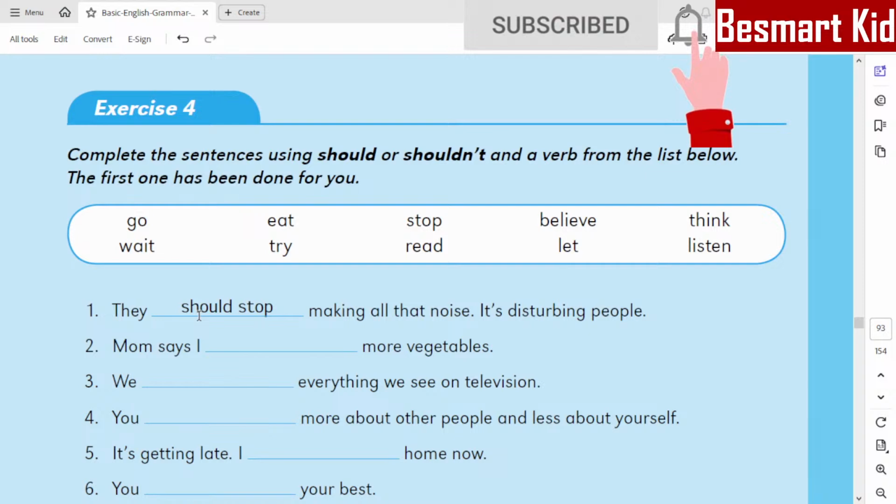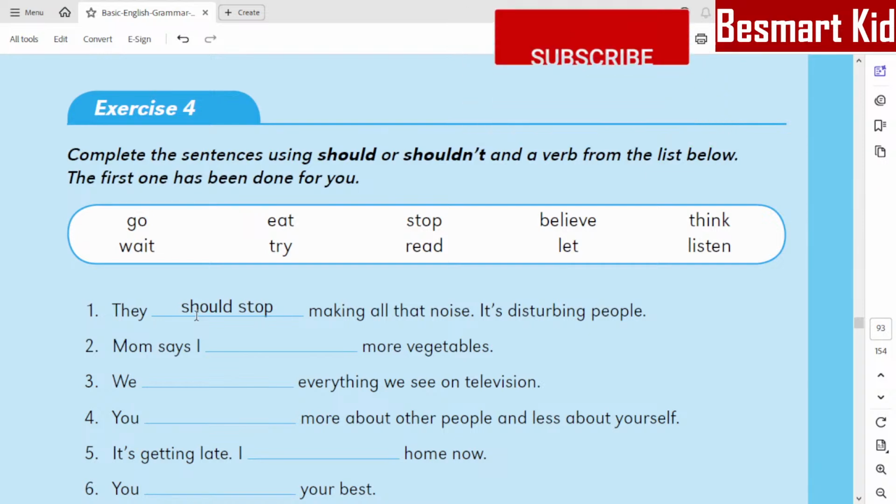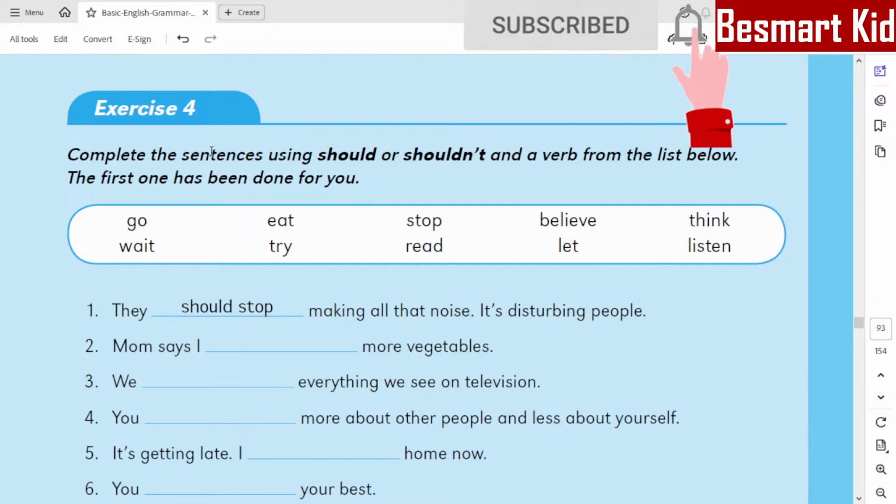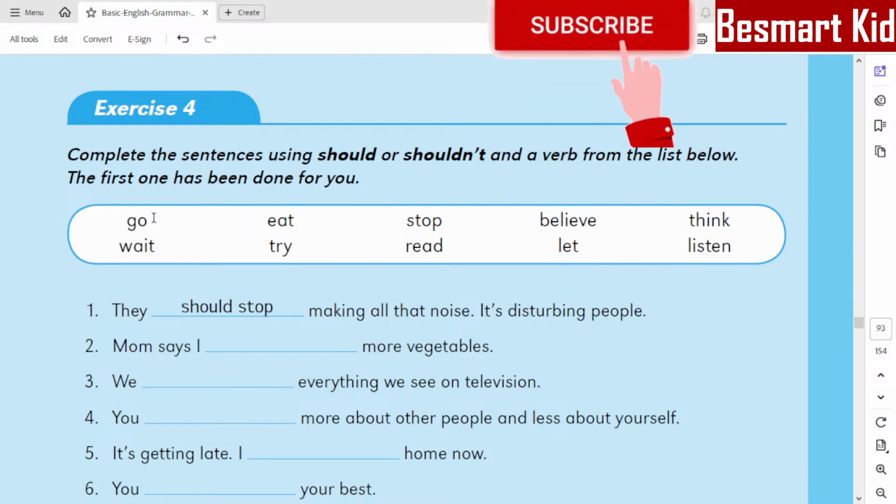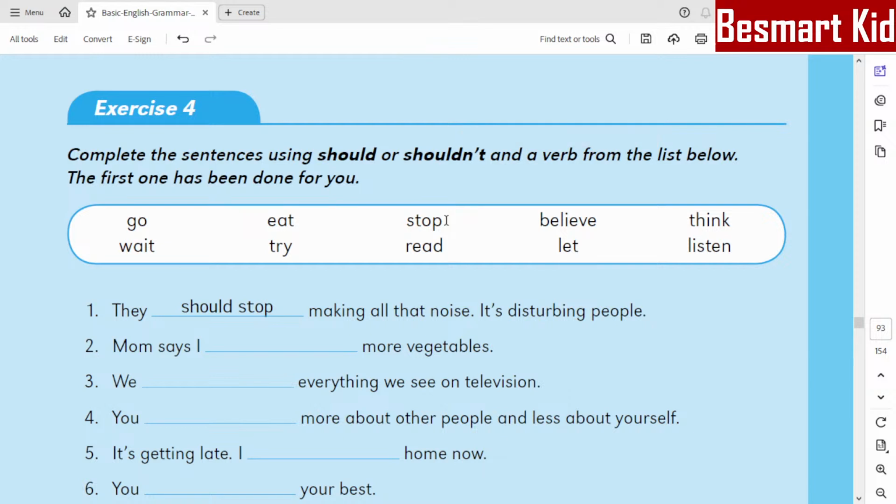So, now let's see exercise 4. Complete the sentences using should or shouldn't and the verb from the list below. The first one has been done for you. The words we have: go, eat, stop, believe, think, wait, try, read, let, and listen.